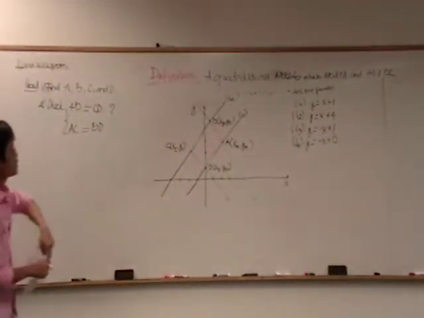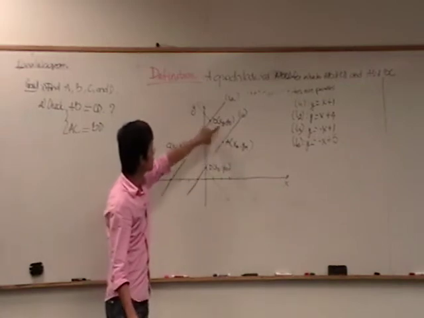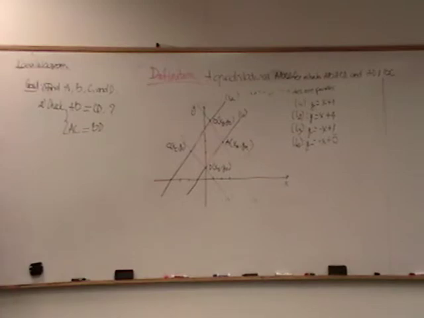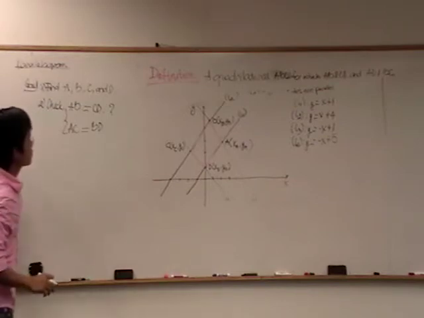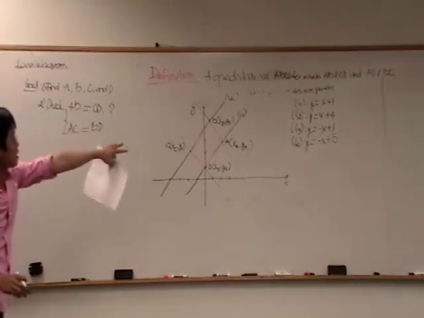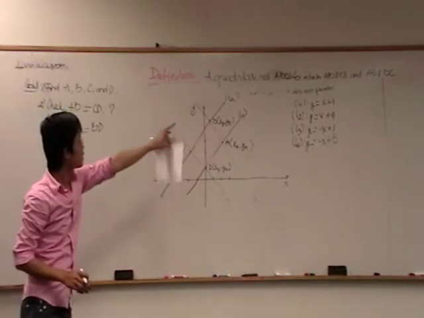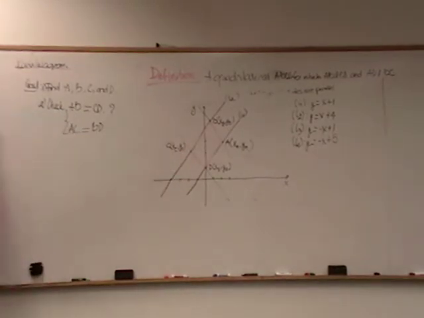Okay, as we know, point A belongs to line number 1 and line number 4, right? A belongs to line number 1 and A belongs to line number 4. So what will we have from this? We just plug in XA and YA to the equations of line 1 and line 4.